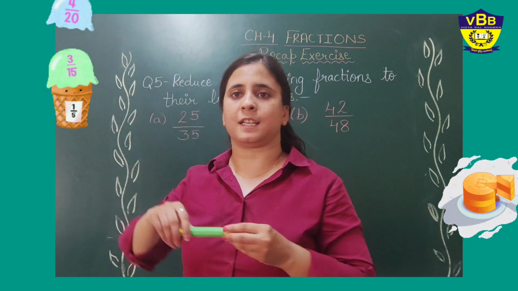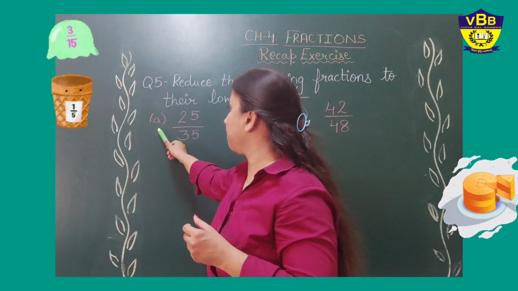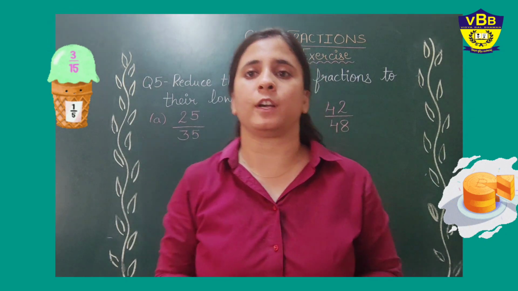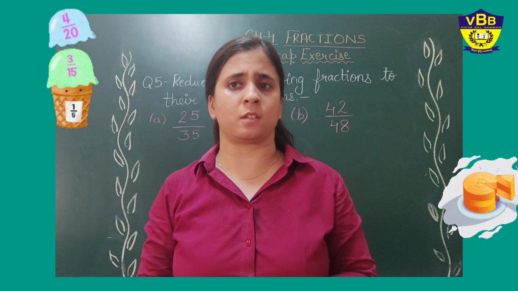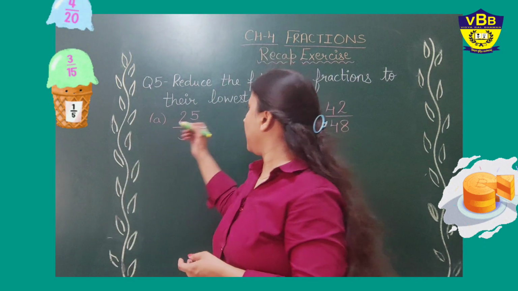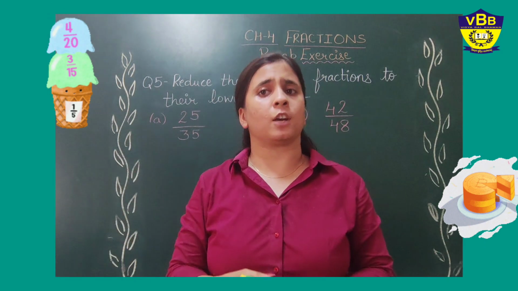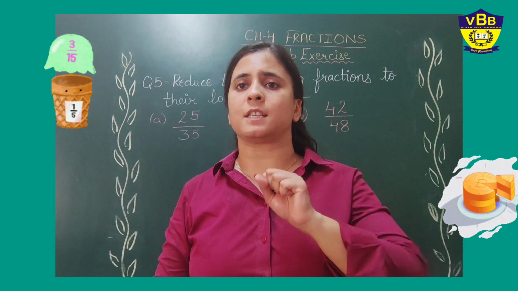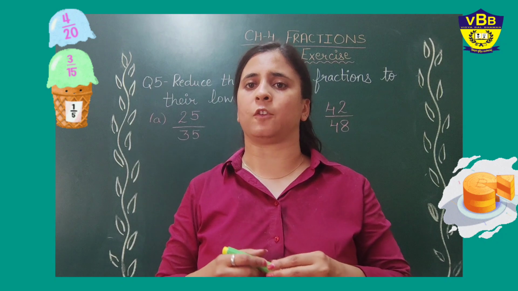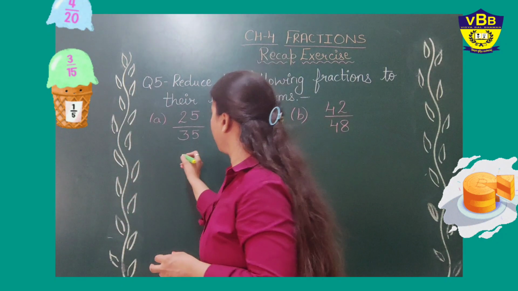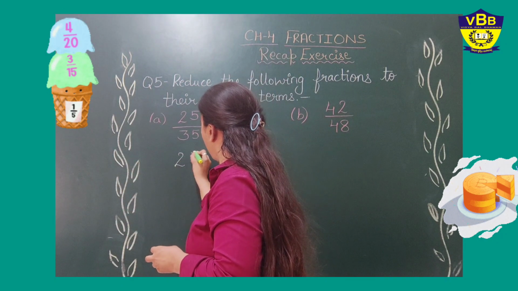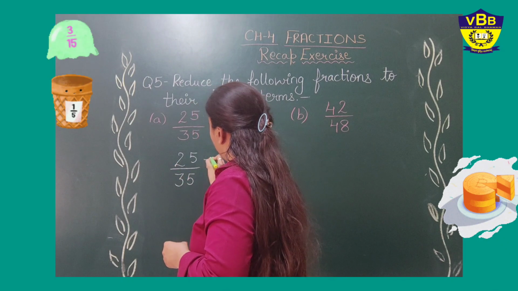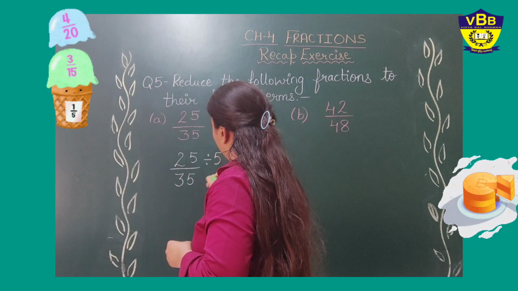Okay, let us see this question number 5, A part. It says 25 upon 35. We have to reduce this fraction to its lowest term. Now you can all see the ones places are 5 and 5, so 5 is their common factor. Let us divide 25 and 35 by 5. So 25 upon 35 divided by 5.